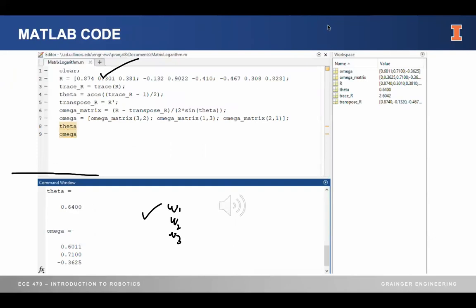Here is the MATLAB code for the calculation, which you can use if you do not want to do numerically intensive calculations. It's a simple code. I have entered the given rotation matrix, calculated its trace, and then calculated the angle theta by using the formula we discussed. Then I've calculated the transpose of the rotation matrix, and once I have both the transpose and the theta angle, I calculate the omega hat matrix. Once I have the omega hat matrix, which is the skew symmetric matrix form, I compare it with my standard skew symmetric matrix and pull out the values of omega 1, omega 2 and omega 3.